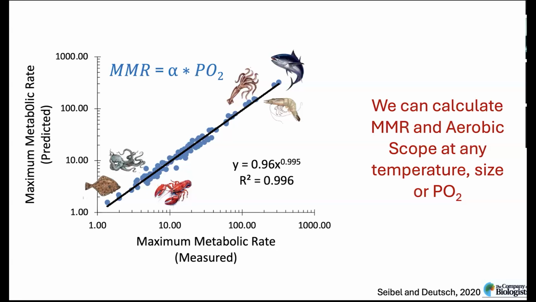We predicted the maximum metabolic rate based on the oxygen supply capacity measured at rest times the measurement PO2. And we got a near perfect correlation between that predicted and measured maximum metabolic rate. I had to expand the significant digits for my computer not to tell me it was an R² of 1. So I almost didn't believe it at first, but it predicts it perfectly, which tells us several things. Tells us that all of these metabolic traits are related, and we can calculate maximum metabolic rate and aerobic scope at any size, temperature, or oxygen partial pressure.